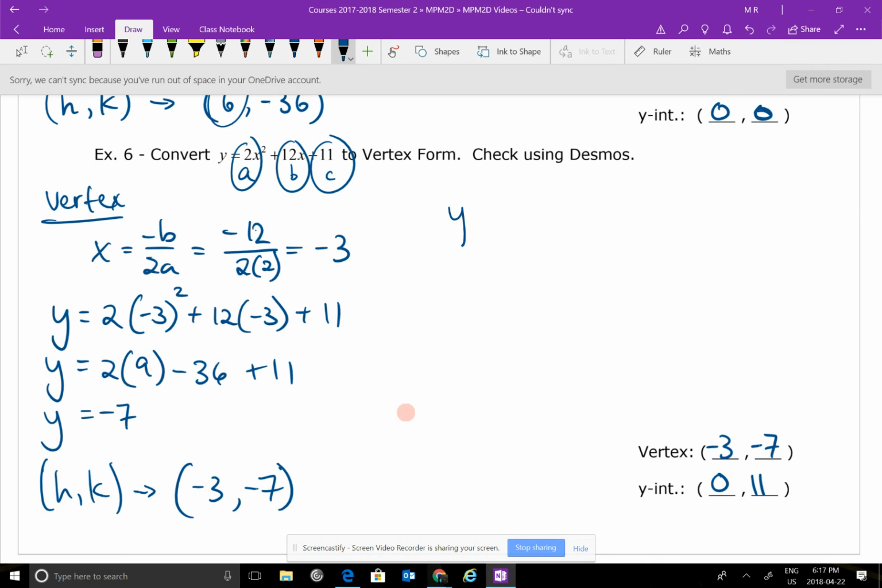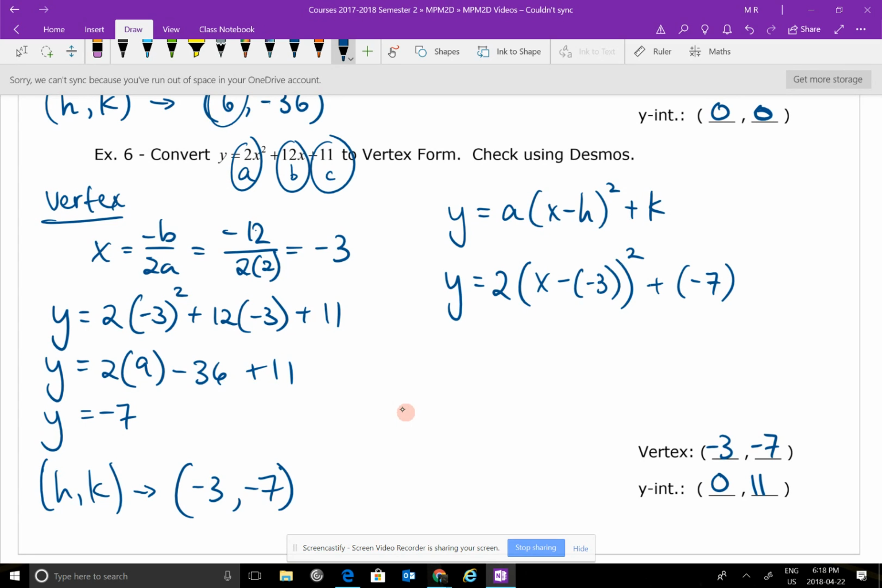Now if I was writing vertex form, I would say y equals a times x minus h squared plus k. And so a we know is 2 from the standard form, so y equals 2 times the bracket x minus h. So here's what's going to happen. I'm going to put x minus, it's part of the formula. H is negative 3, so I'll write negative 3. And that's close bracket squared, and then plus k, so plus negative 7, right? So we're going to simplify the signs. So y equals 2 times x minus negative 3 becomes x plus 3, and that's squared, and then plus negative 7, we can just say minus 7. And there's my vertex form. So you got to be careful with that sign there with the h.